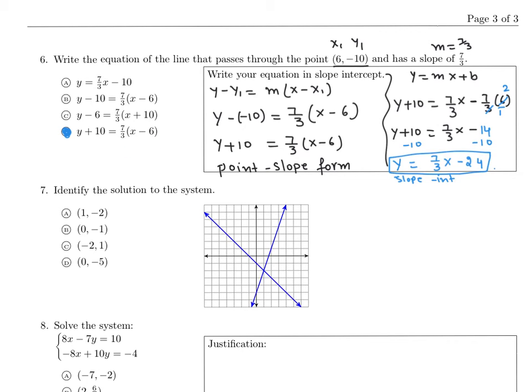If you identify the solution for this graph, you're going to find out what is the cutting point right here. And I can see that the x is 1 and y is negative 2. So 1 comma negative 2 is going to be your answer because they are cutting each other at 1 comma negative 2. So the answer is letter A, 1 comma negative 2.